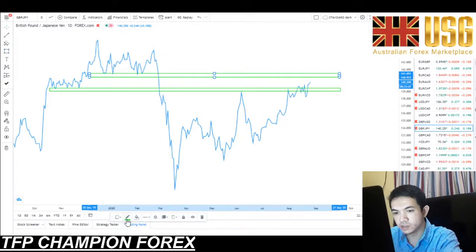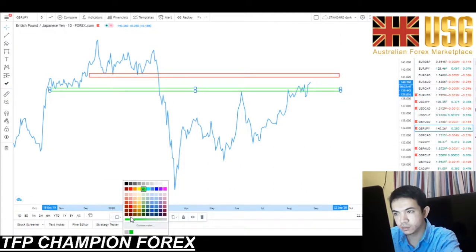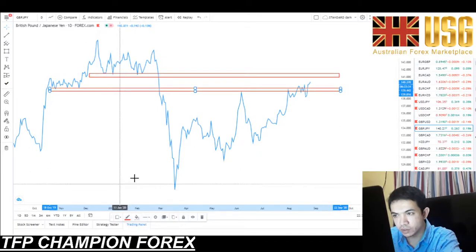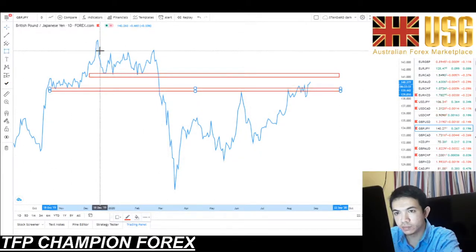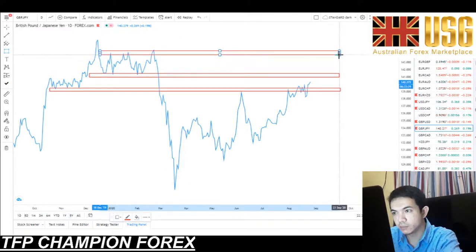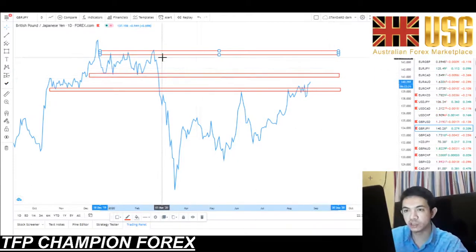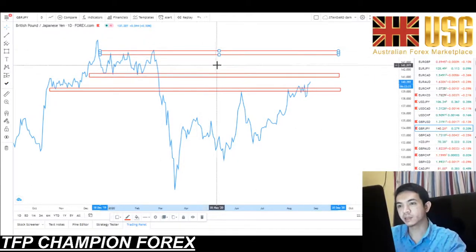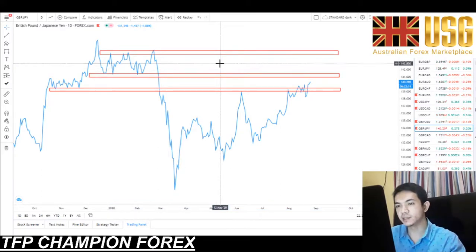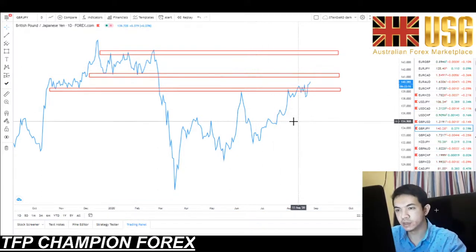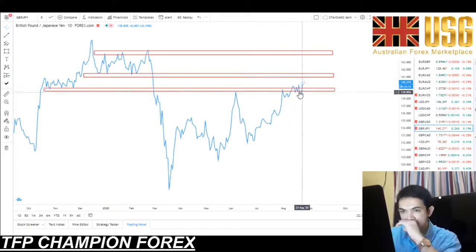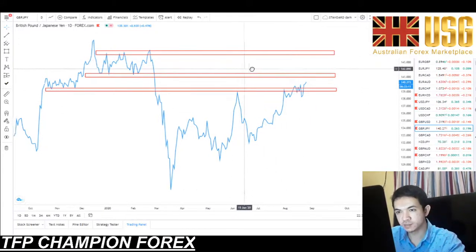So I'll just change this to color. Red zone is going to be our red zone. And we also have here, again guys, I'm just looking for multiple reactions, multiple touches on a certain level or zone, and that gives me the hint that it is a significant level on a higher time frame. All right, so we have here three possible resistances.